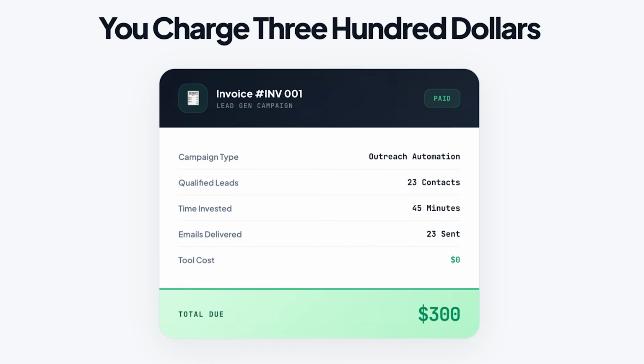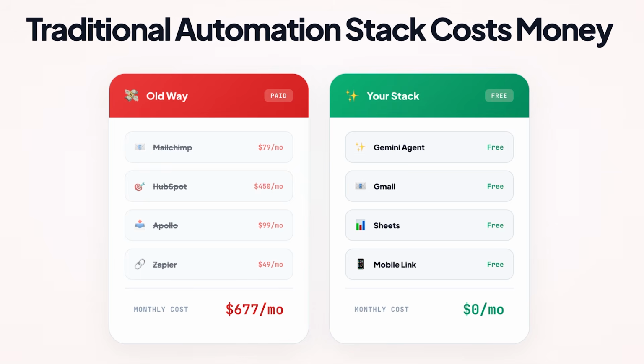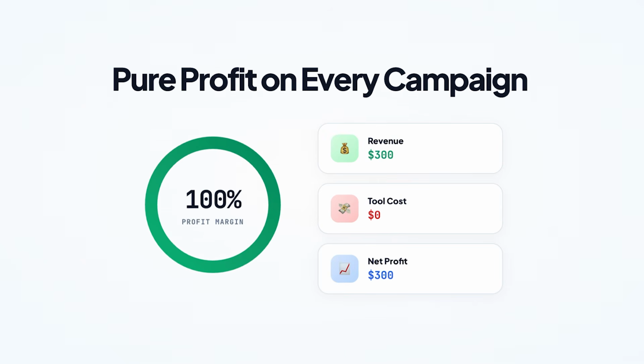You charge $300 for that campaign. Most email marketing platforms or CRM tools with automation features charge you monthly to run sequences like that. Your stack costs $0. Or custom knowledge bases.